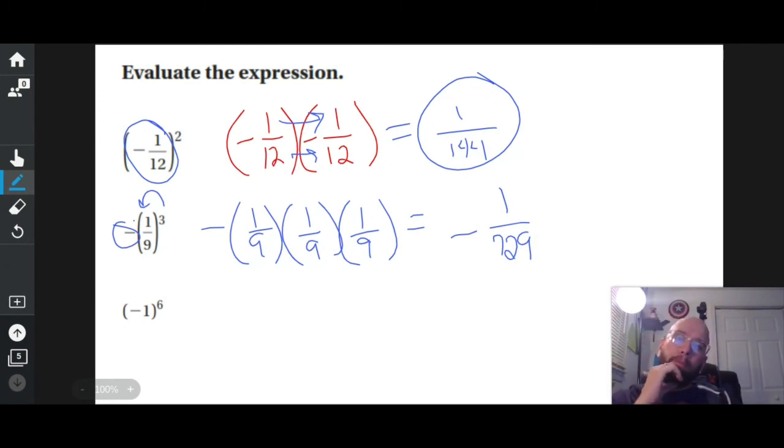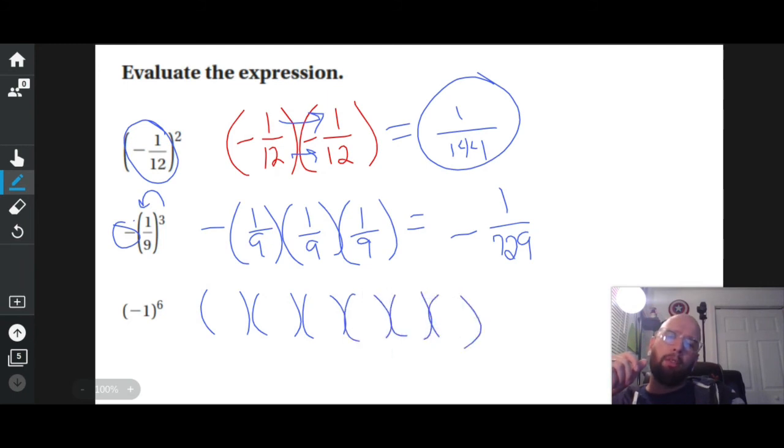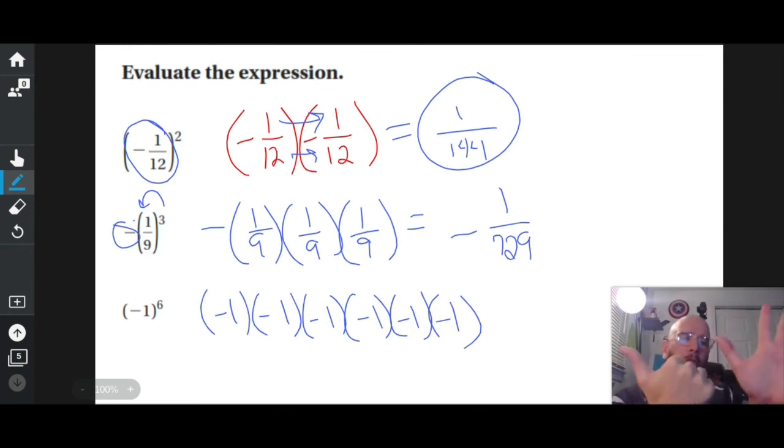Okay? What's my 6 attached to? Parentheses. Parentheses 1, 2, 3, 4, 5, 6. And inside the parentheses, I have negative 1 times negative 1 times negative 1 times negative 1 times negative 1 times negative 1. So I have 6 negatives being multiplied together. Negative times a negative is a positive. So all of this becomes positive. 1 times 1 times 1 times 1 times 1 times 1 is 1.